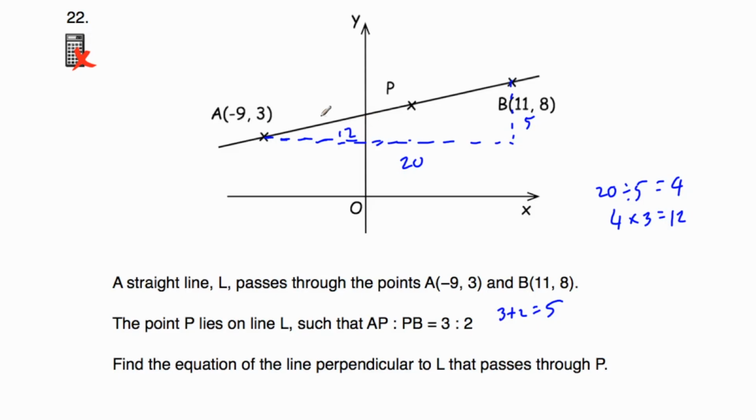Because the point A had an x coordinate of -9, we're going to go 12 across. So -9 add 12 would be 3. So that means it will be 3 across for this point P.